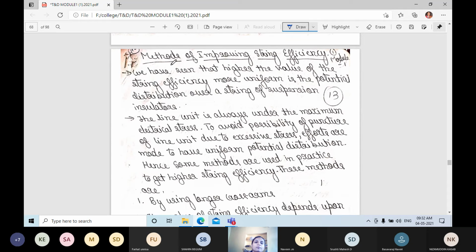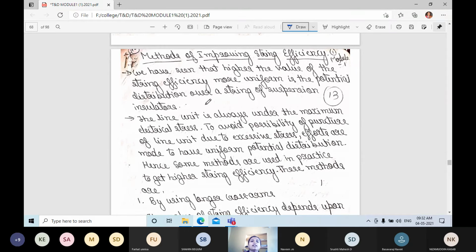Next, methods of improving string efficiency. Till now we have discussed problems on string efficiency. Now we shall discuss the methods of improving efficiency. How can we improve the string efficiency?